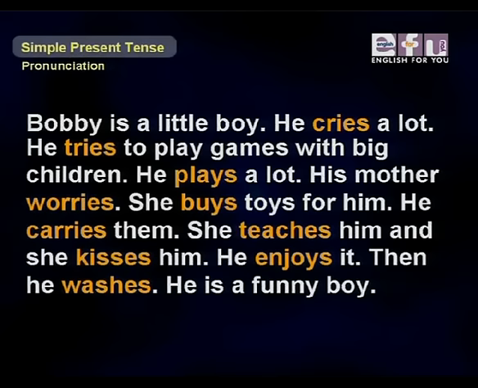Bobby is a little boy. He cries a lot. He tries to play games with big children. He plays a lot. His mother worries. She buys toys for him. He carries them. She teaches him and she kisses him. He enjoys it. Then he washes.